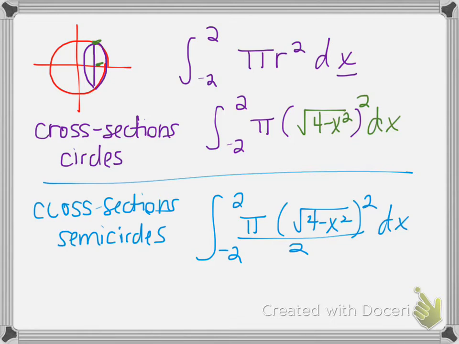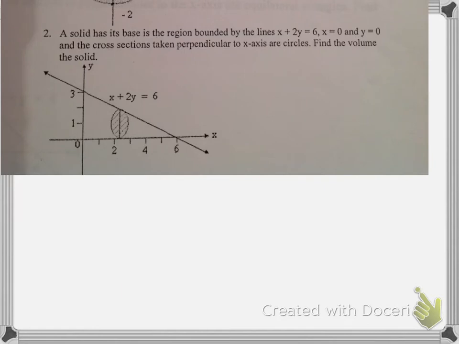Okay, let's look at the next one. So this one is a triangular base. They're telling you that this is the base, the thing that makes the base. And so here is the y-axis, x equals 0, here's y equals 0, and here's the line. And so this time, they're telling us we've got circles. And they kind of drew up, but remember, part of the circle's above the base, and the other part is below the base.